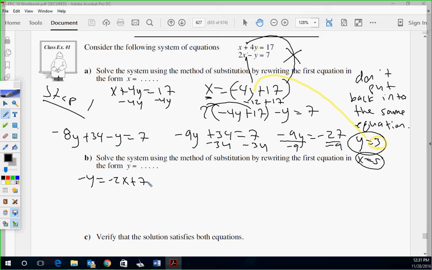Yeah, life's a lot easier that way. If you do the other one, you're getting fractions, and fractions are still possible, but let's avoid them if we can. Okay, divide by negative, so that just changes all the signs. So this is my y equals 2x minus 7. Then I take this and put it right there. So I get x plus 4 times 2x minus 7 equals 17.